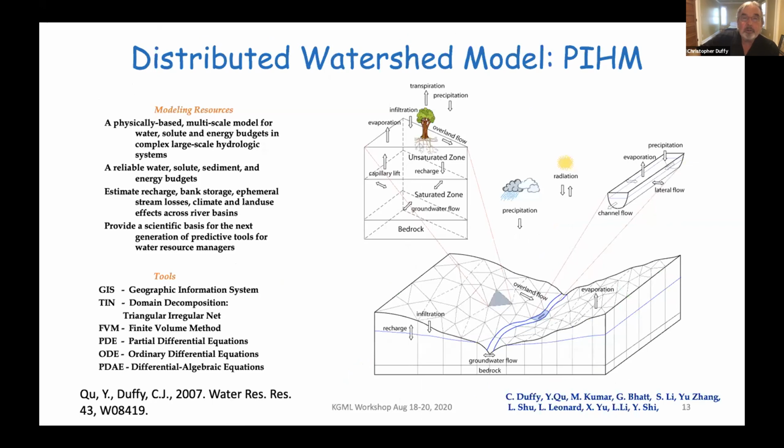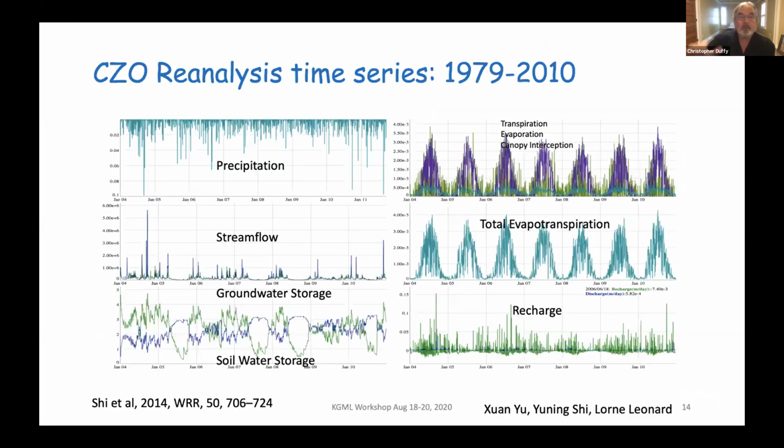The PIHM model is a distributed model that takes a system of PDEs, solves the PDEs and ODEs for vegetation, surface runoff in 2D, unsaturated flow and saturated flow over this unstructured grid using a finite volume semi-discrete approach. Okay, so what do we get?